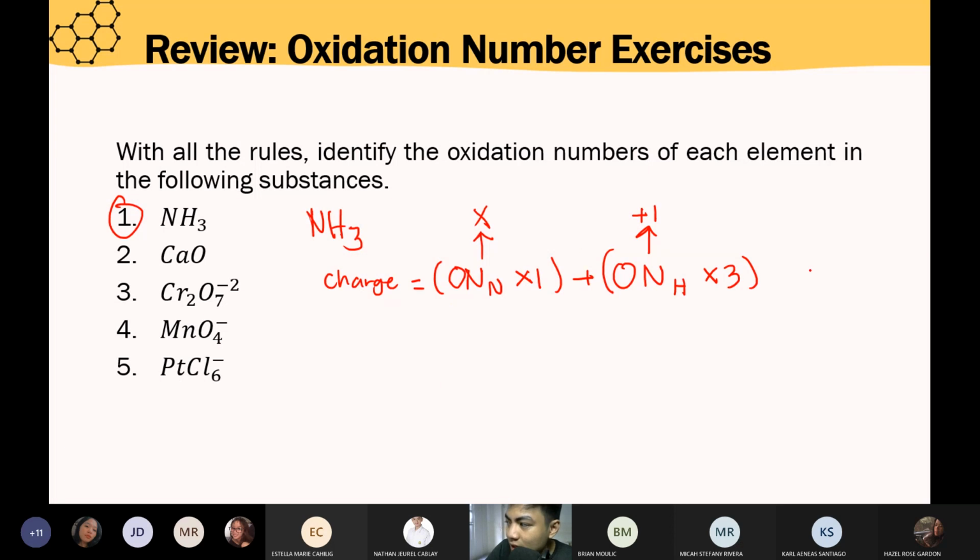Okay? So that means we can apply all those idea sa equation natin. So this is 0 equals x times 1 is x, 1 times 3 is positive 3. Do some algebra na lang. So nitrogen will have an oxidation number of negative 3, while hydrogen will have an oxidation number of positive 1. Okay? So negative 3, positive 1. Yun yung sagot natin. Okay? So yun yung sagot.